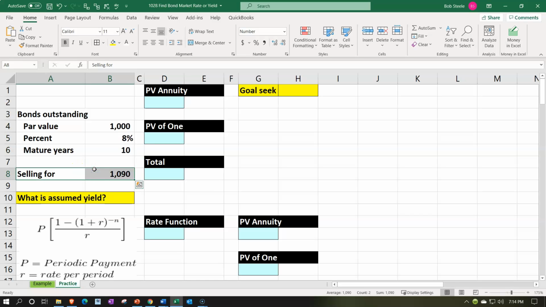So many times we think about the idea that we have the market rate and then we try to find the price. Now we have the price and we're trying to think about what the rate would be, what the market rate would be, what the yield would be, what the yield to maturity would be.